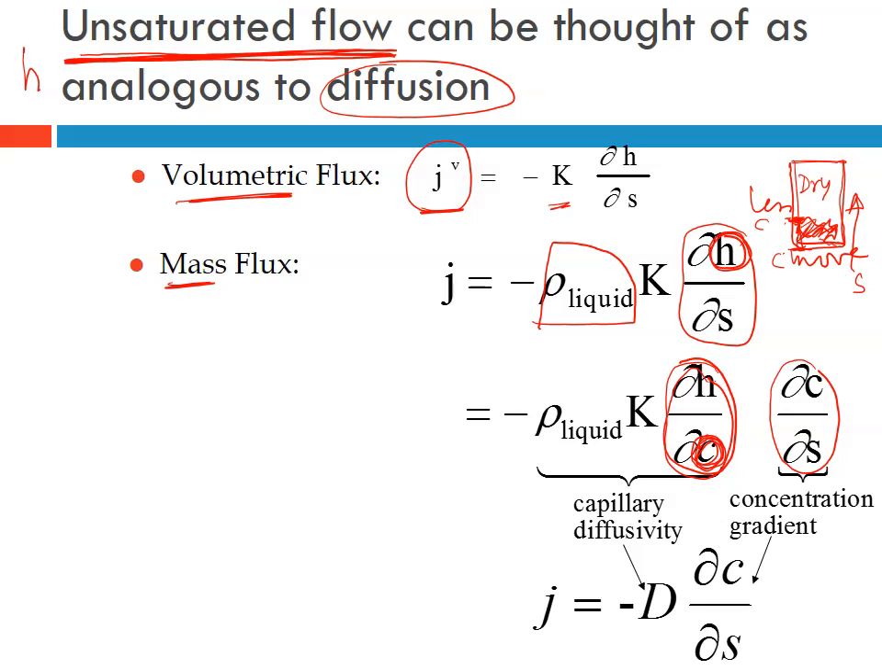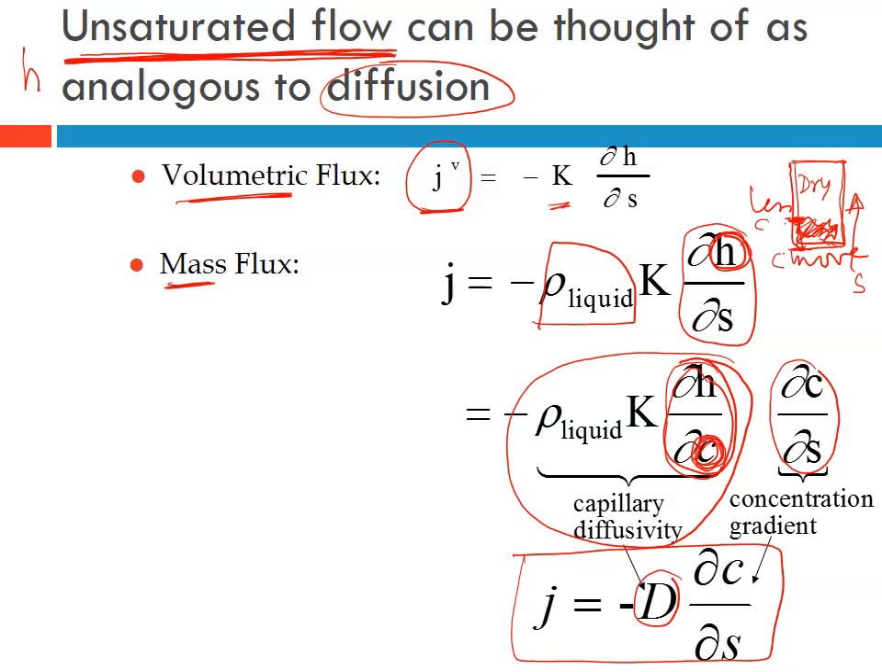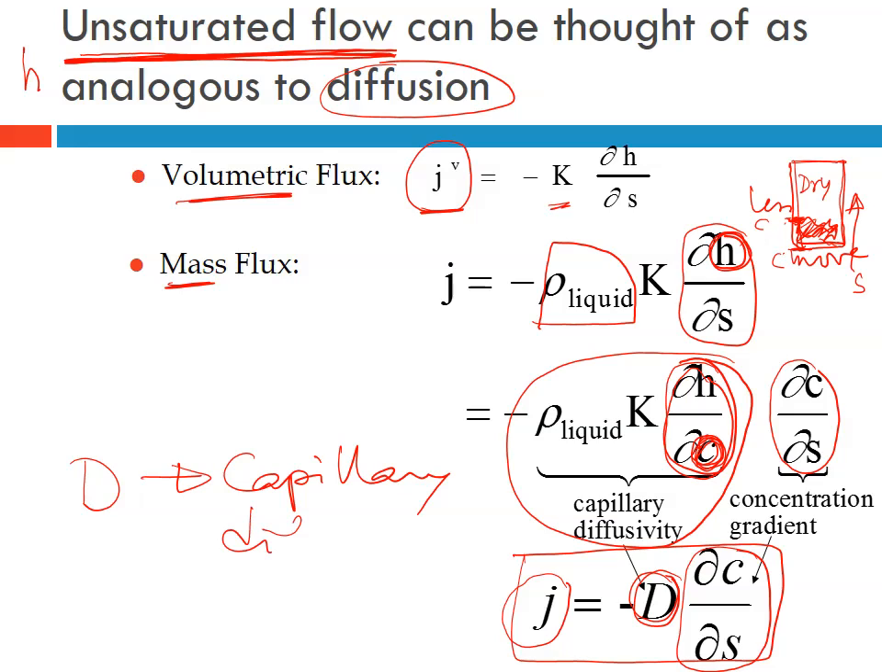But right now, you can see all of this quantity can be lumped into something. Let's say for now we call it D, which we really mean diffusivity. Later on, I will show that this is the form of Fick's law. The mass flux is proportional to concentration gradient, so del C del S, and the proportionality constant is D. So in here, D is capillary diffusivity, okay? And this capillary diffusivity is made up of these terms.